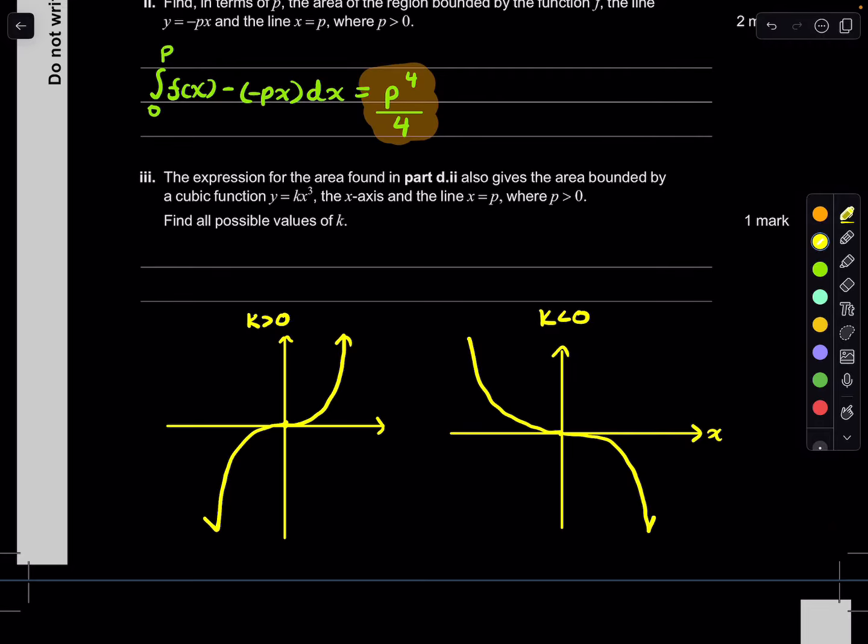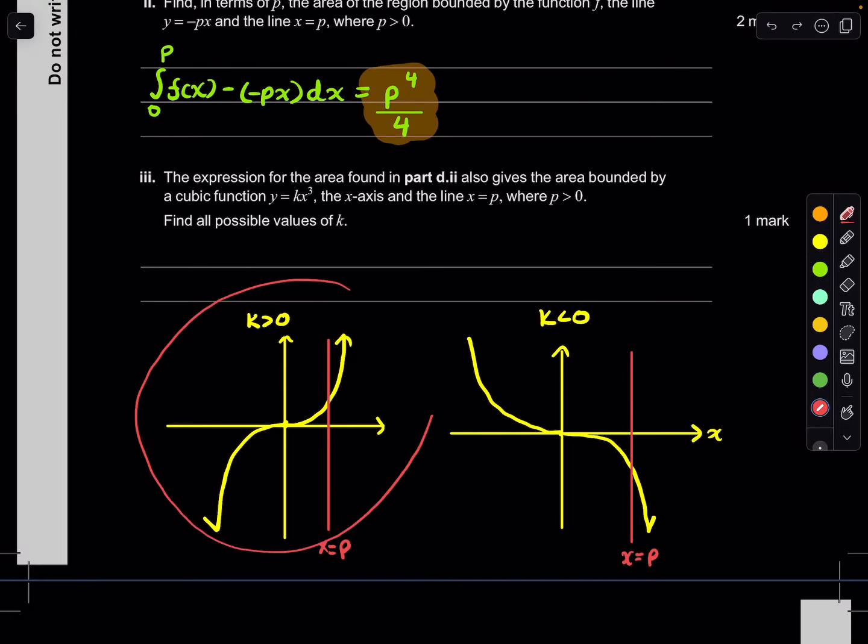Now, we know p is greater than 0. So if we draw a straight line, for example, for this one here, we'll draw a straight line here. That's x equals p. So the same for here. x equals p. Beautiful. So the expression for the area found in part d-ii also gives the area bounded by the cubic function, the x-axis, and the line x equals p, where p is greater than 0. And so basically it's telling you that this expression gives us these areas, this area and this area over here.